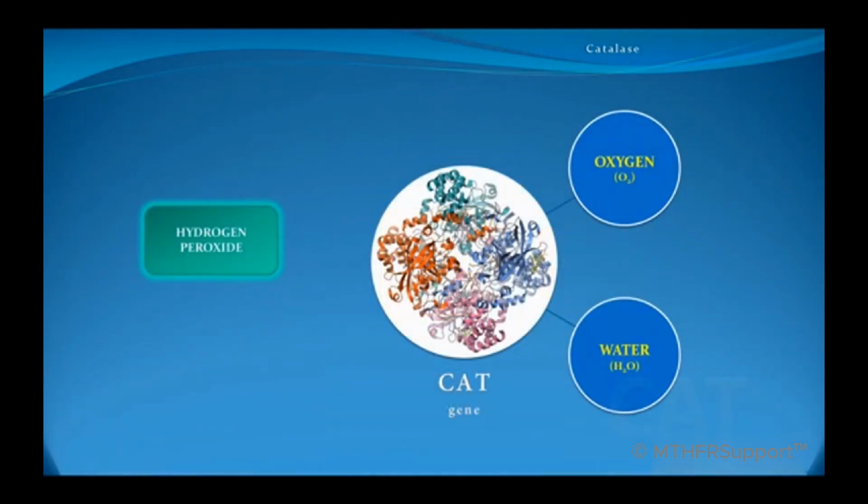Catalase is active in cells and tissues throughout the body, where it breaks down hydrogen peroxide molecules into oxygen and water. Hydrogen peroxide is also known by its chemical formula H2O2.